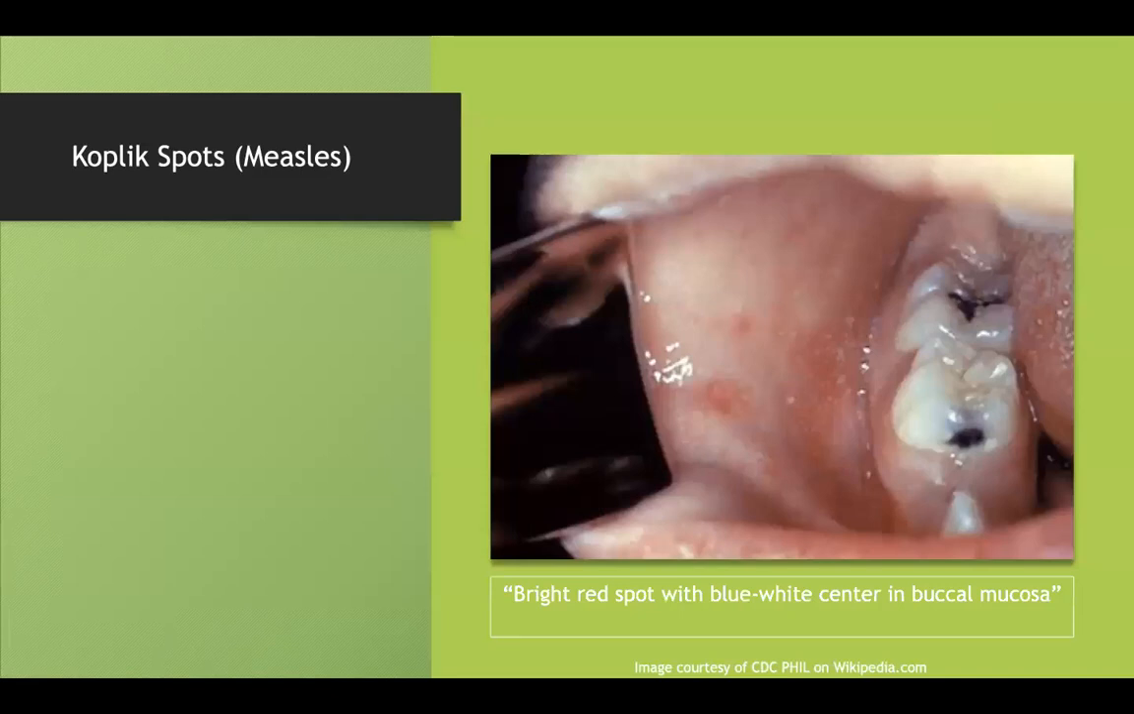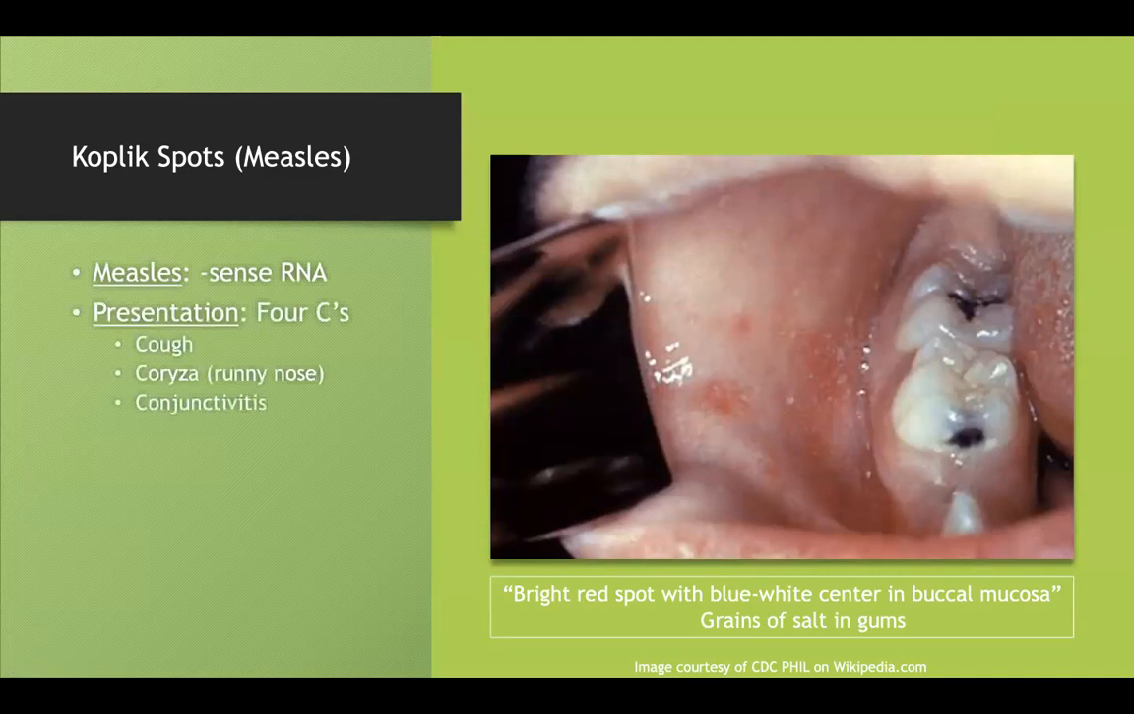So again, bright red spot with a blue-white center in the buccal mucosa. If you ever see something that kind of looks like grains of salt in the gums, that's a pretty good sign. You can see one right here, this bright red spot with this blue-white center. And so measles, just remember measles, it's a negative sense RNA, and it classically presents with the 4 C's. You have cough, coryza or runny nose, conjunctivitis, and Koplik spots, which may not start with a C, but we're going to assume it does for this mnemonic.